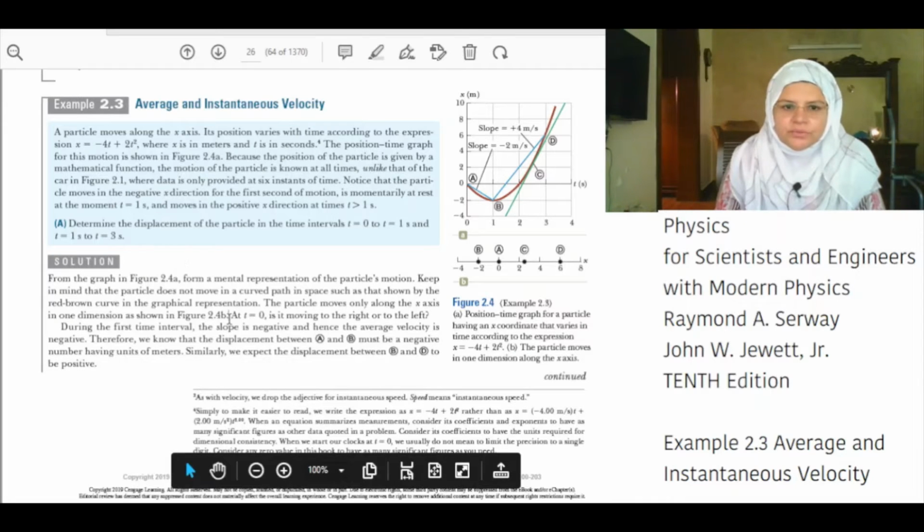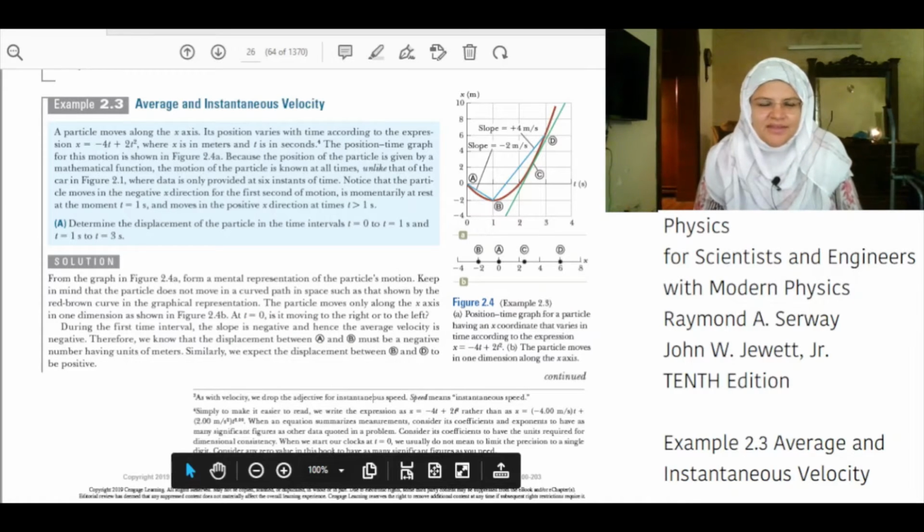At t equals 0, is it moving to the right or to the left? During the time interval, the slope is negative and hence the average velocity is negative. Therefore, we know that the displacement between A and B must be a negative number having units of meters. Similarly, we expect the displacement between B and D to be positive.